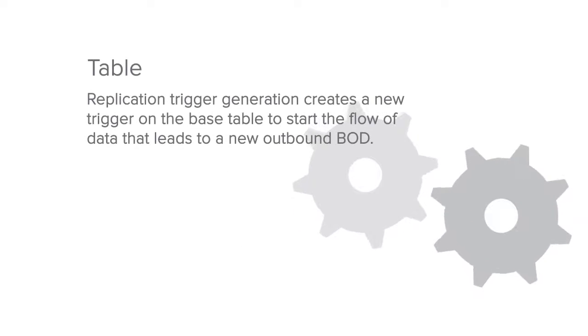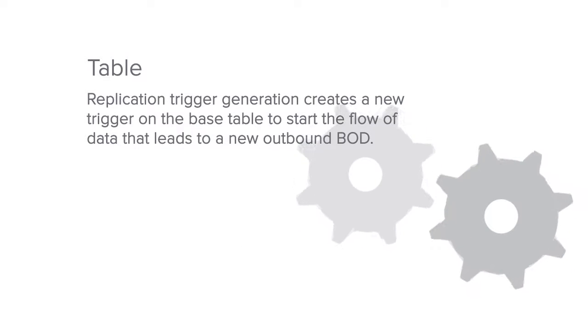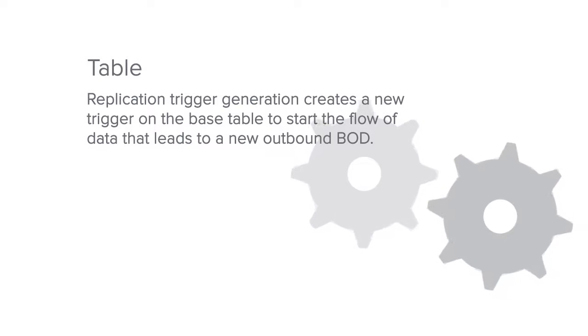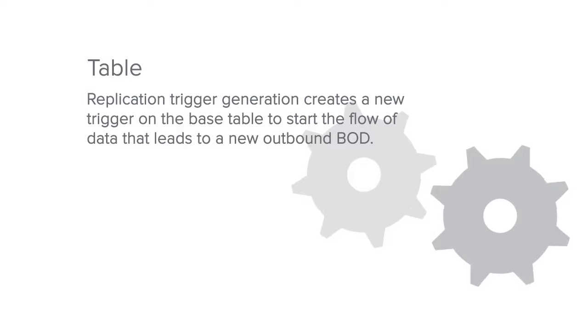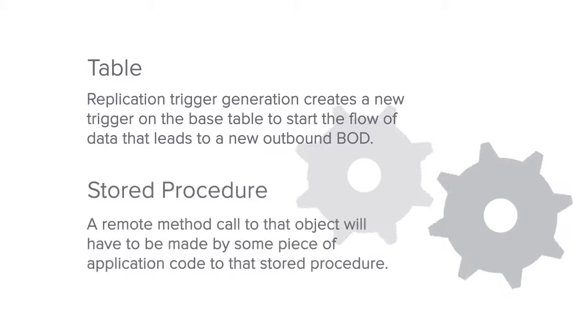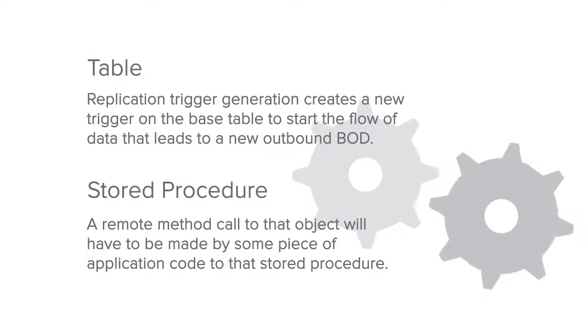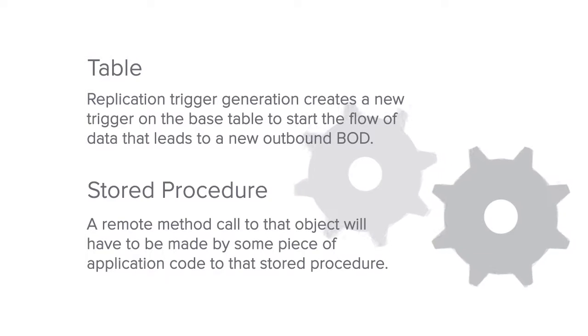As far as BOD metadata is concerned, there are two different types of category objects, a table and a stored procedure. If the object is a table, then replication trigger generation will create a new trigger on the base table to start the flow of data that leads to the new outbound BOD. If the object is a stored procedure, then a remote method call to that object will have to be made by some piece of application code to that stored procedure.